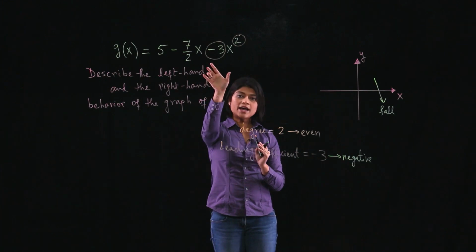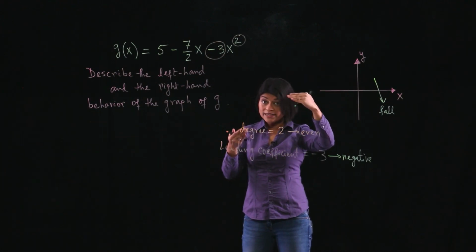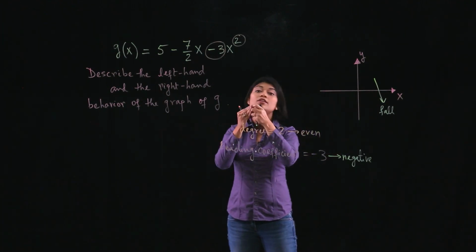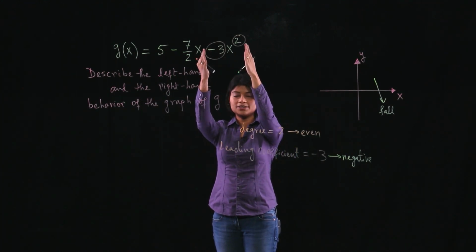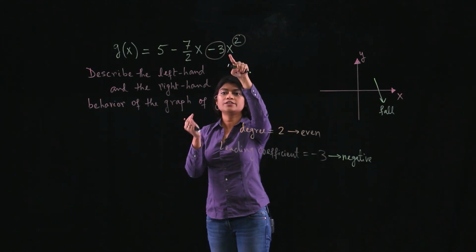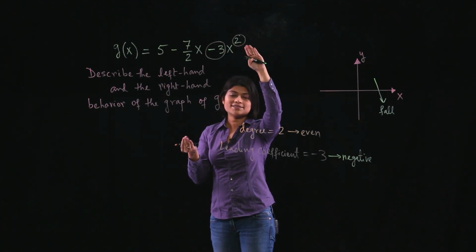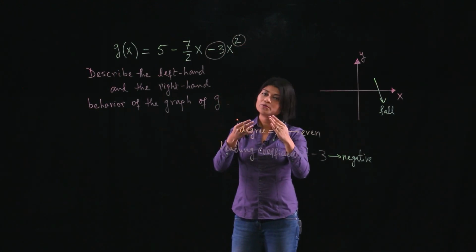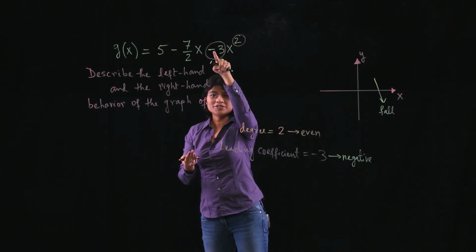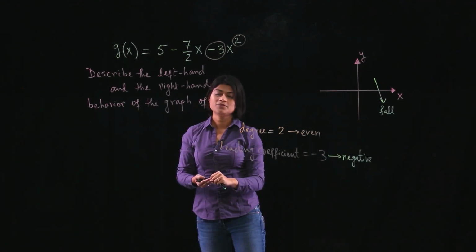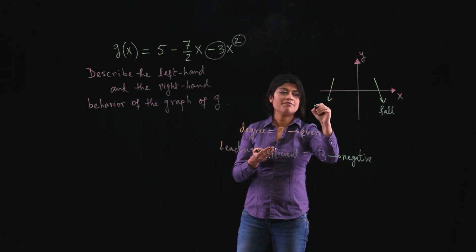Next, let's think about the left-hand behavior. That means what happens to the graph of this function when x is approaching negative infinity, which means x is taking large negative values. So let's think one more time. Consider this leading term, plug in large negative numbers for x. But notice the power of x is even, so that negative number will still become positive. And it has a negative coefficient, which will again make the term negative. So the graph of the function will also fall towards the left.